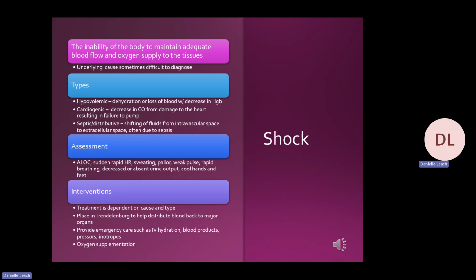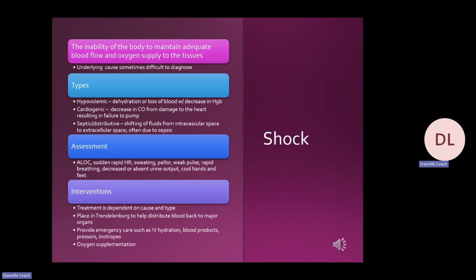Assessment-wise, you could have a bunch of different symptoms. These are all just kind of clumped together, but they could have altered level of consciousness, a sudden rapid heart rate, sweating, pallor, weak pulse, rapid breathing, decreased or absent urine output, and cool hands and feet.